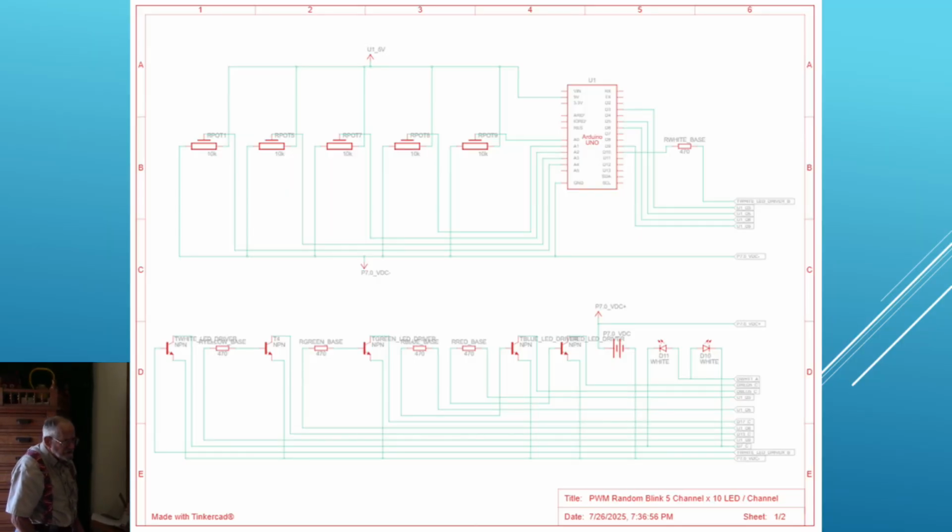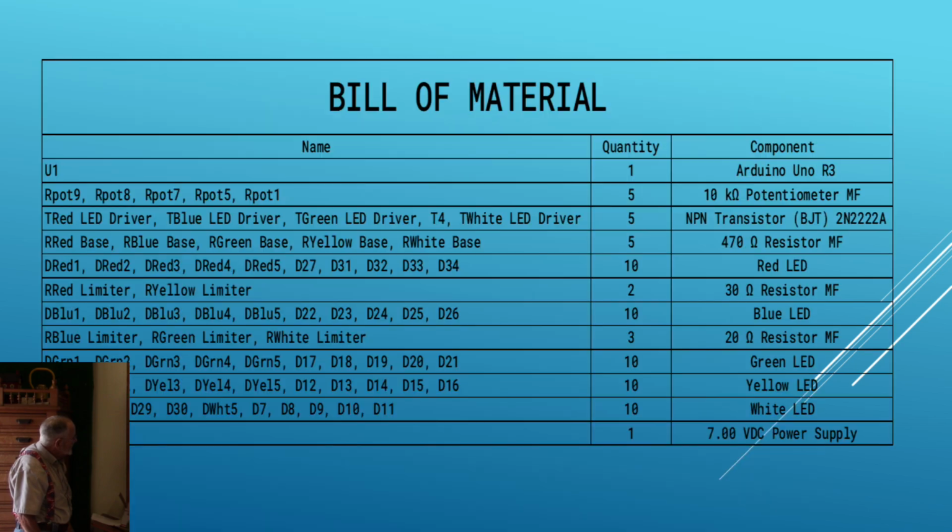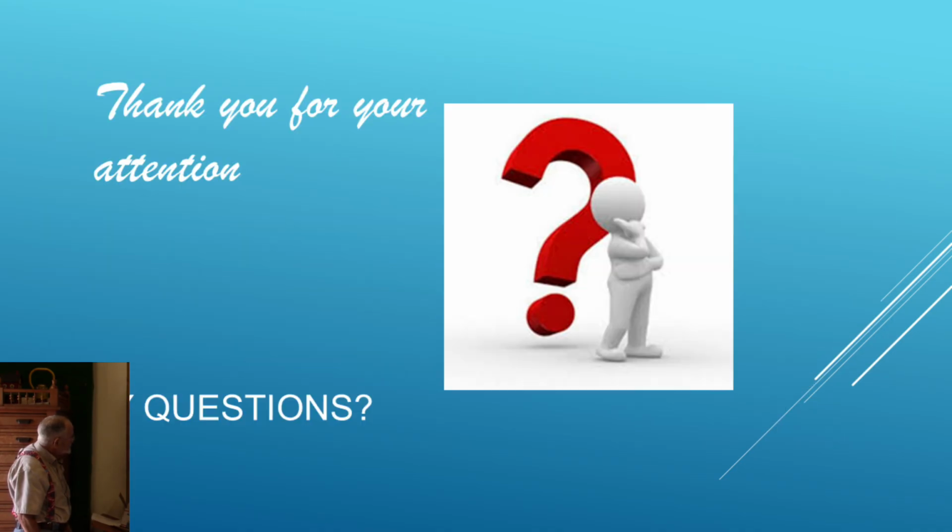Tinkercad also gives you the schematics, right? Gives you a full set of schematics. There it is. Random blink, 5 channels times 10 per channel. All the connections, and so on. Names everything for you. Gives you a bill of material. Yeah. Thank you. All free.